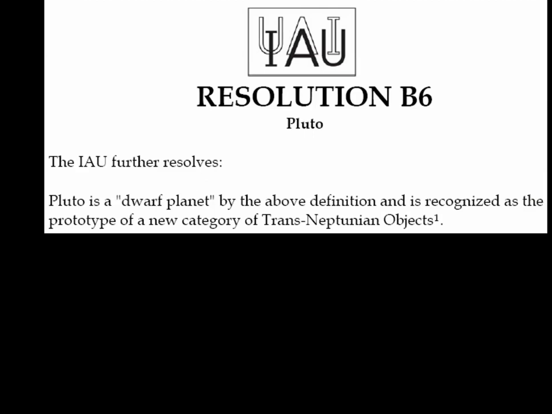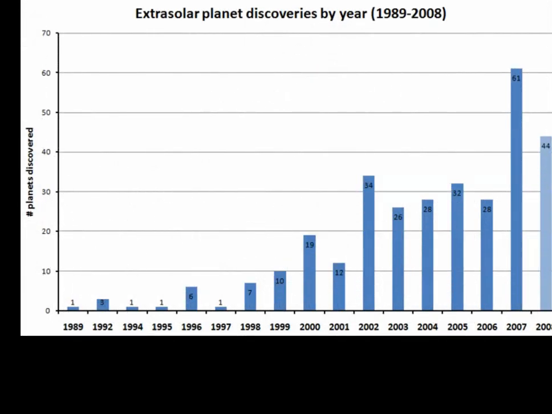Because there was so much worldwide media attention on this IAU meeting, they established Resolution B6 just to clarify Pluto is a dwarf planet by the above definition and is recognized as the prototype of a new category of TNOs. If you recall, the reason the IAU needed to establish a definition of a planet was because of the enormous amount of discoveries that were happening since the '95 digital telescopes. Just a magnificent increase in what we're able to discover.